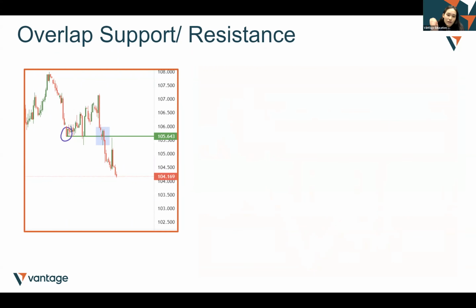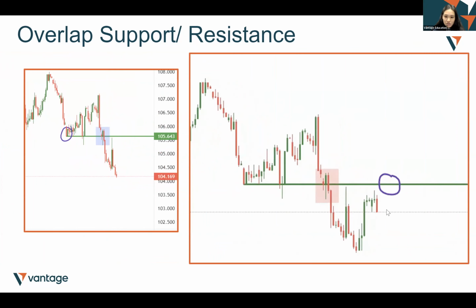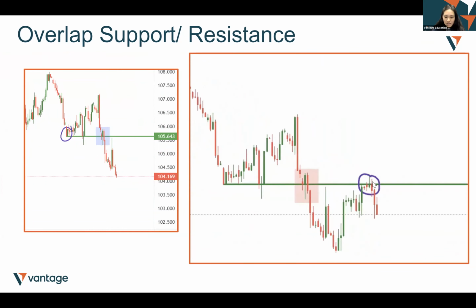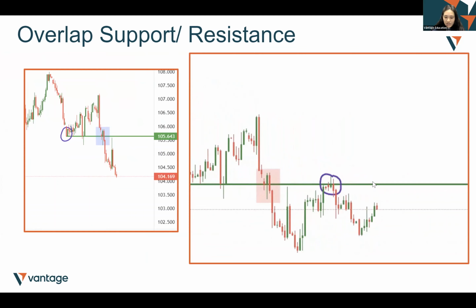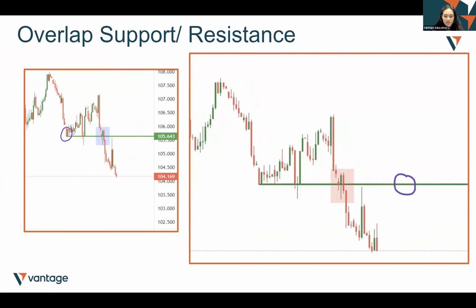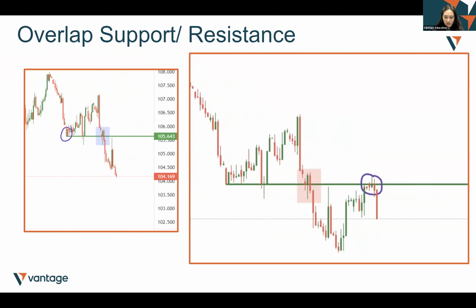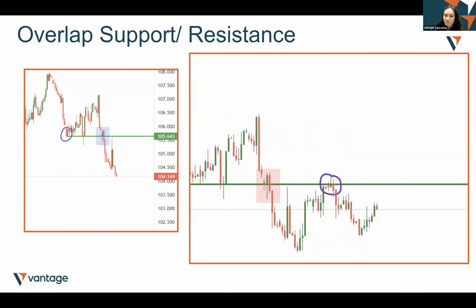So here, in the image, you can see a swing low support becomes a pullback resistance once price breaks the support at the 105.643 level. So we're expecting price to pull back or retrace to the same level. Now you can see in the GIF, that's exactly what price did. You can see how price retraced or pulled back to this resistance level and reversed off of it, making it now an overlap resistance.